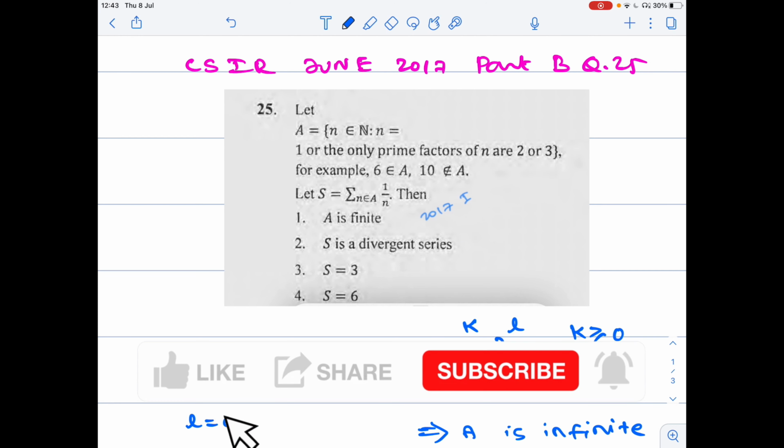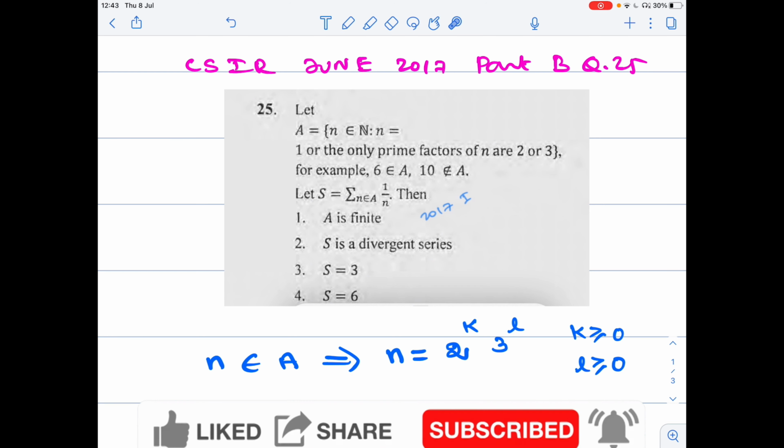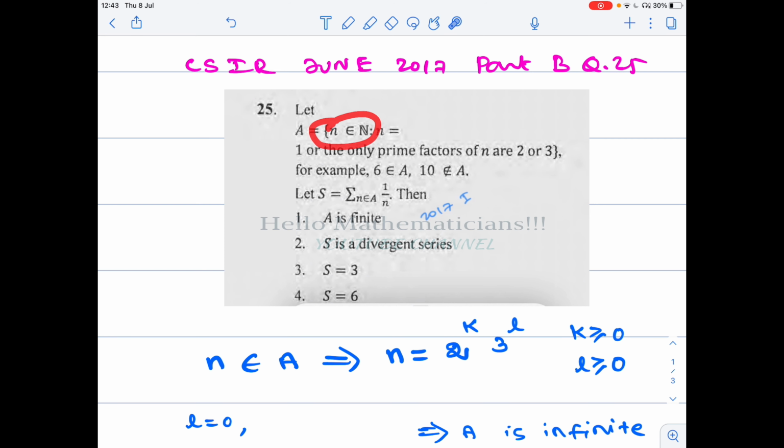Mathematicians, today we see one nice problem from sequences and series. Let me phrase the question. Let A be the set of natural numbers satisfying n equal to 1 or the only prime factors of n are 2 or 3. For example, the element 6 belongs to A because 6 is 2 into 3. But 10 doesn't belong to A because 5 is a prime divisor of 10.